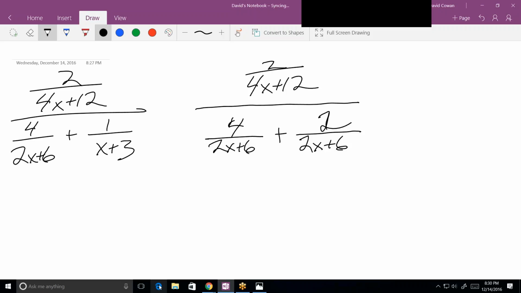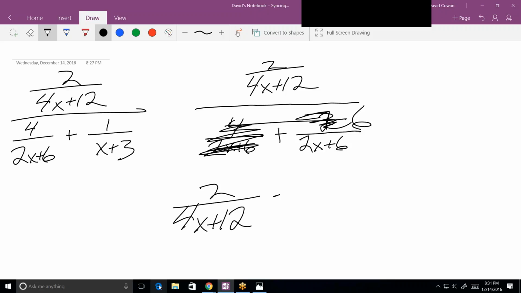Okay, now I can just add the numerators. So it becomes 6 over that. So that's what I end up with in the denominator, right? Now flip and multiply. So it's 2 over 4x plus 12, and I'm going to multiply by 2x plus 6 over 6. Same switch flip. So all I did was flip it and multiply it by that.